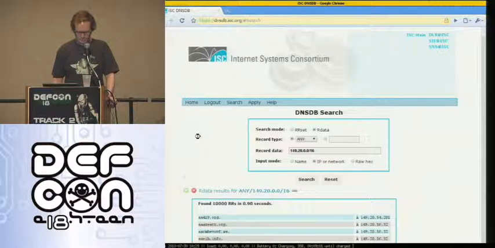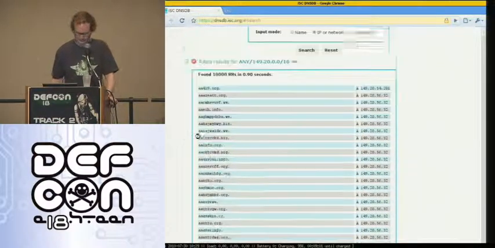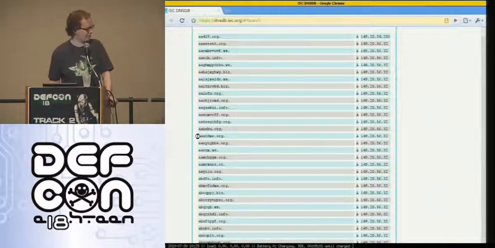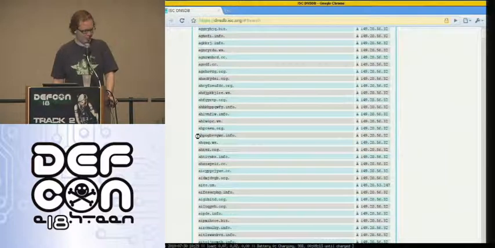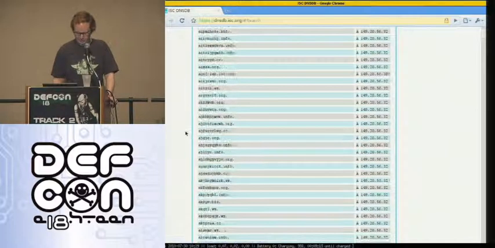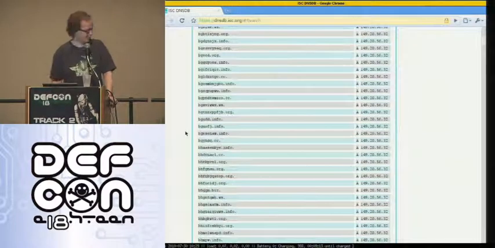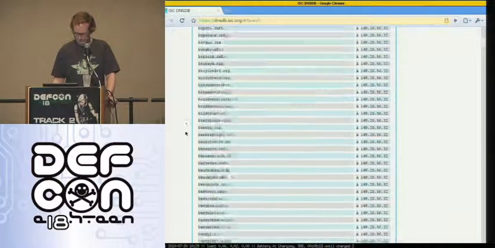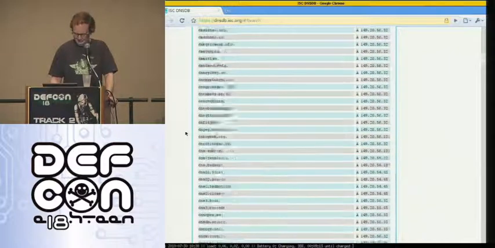Now this is really cool because it did it really fast. It eats /16s for breakfast. So here are a whole bunch of names that go into ISC's namespace. There's a whole bunch of crap here. Someone is hosting a lot of domains for some reason. I can't imagine why that would occur.